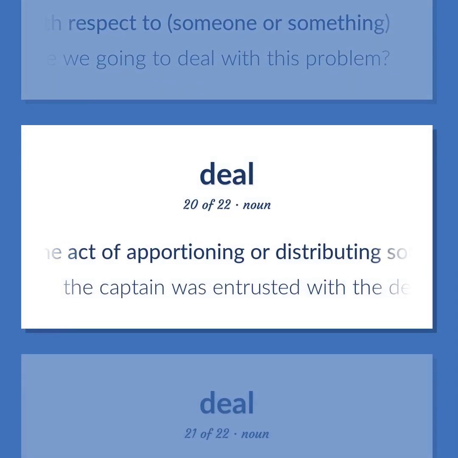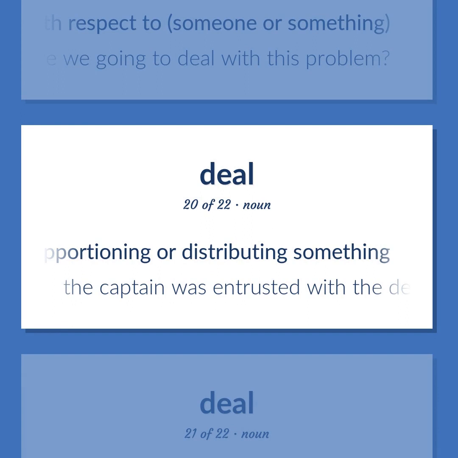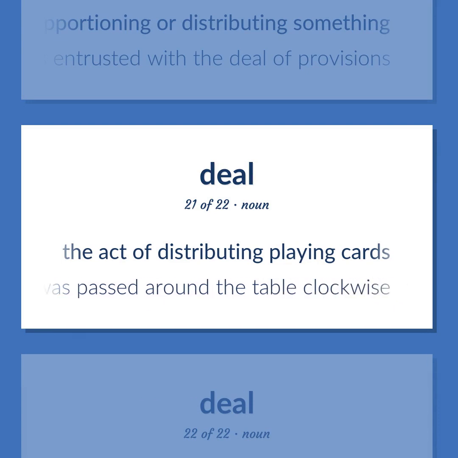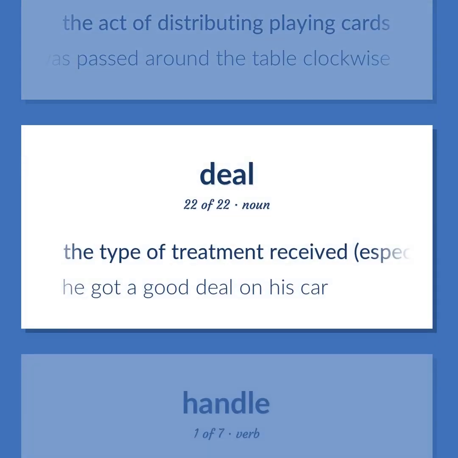The act of apportioning or distributing something. The captain was entrusted with the deal of provisions. The act of distributing playing cards. The deal was passed around the table clockwise. The type of treatment received, especially as the result of an agreement. He got a good deal on his car.